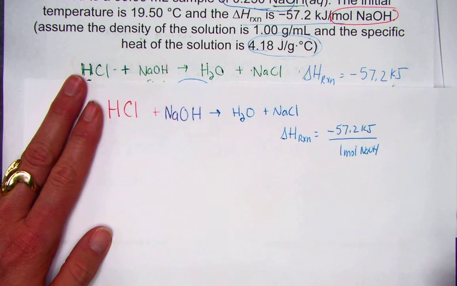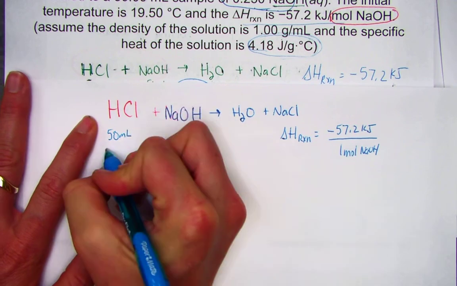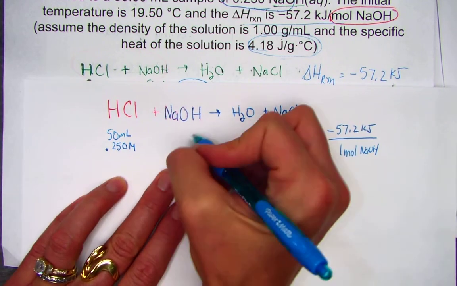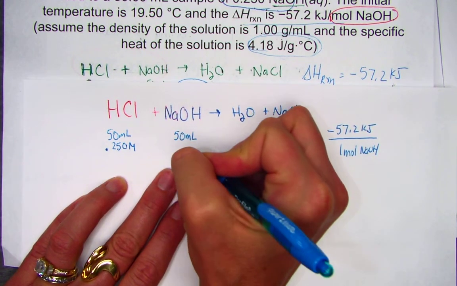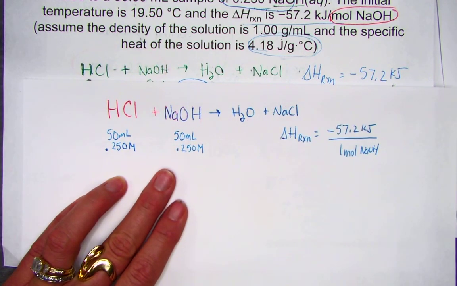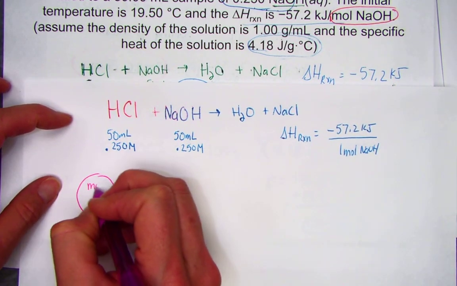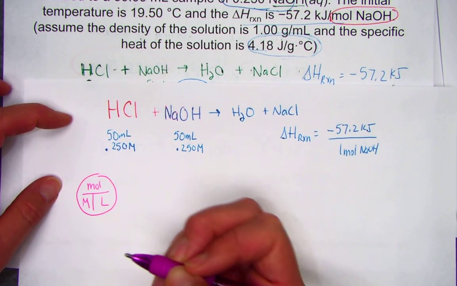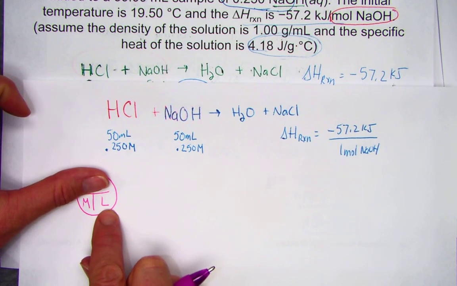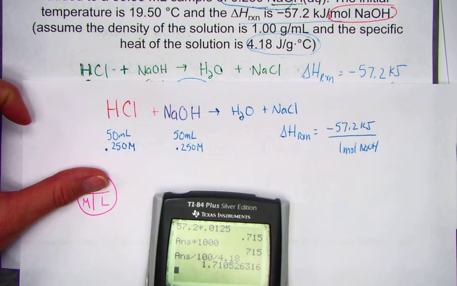Here's what I also know. I have 50 milliliters of HCl. Its concentration is 0.250 molar. And we have 50 mils of sodium hydroxide whose concentration is 0.25 molar. Last chapter, we spent some time with a round little buddy for molarity. Moles per liter is big M molarity. Molarity times liter gets me the number of moles. That's what I need to find to convert this into moles of NaOH.